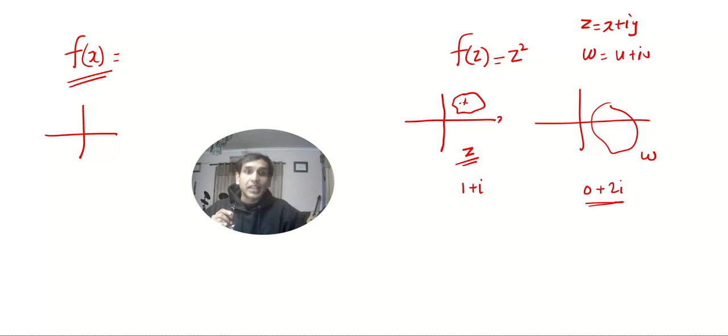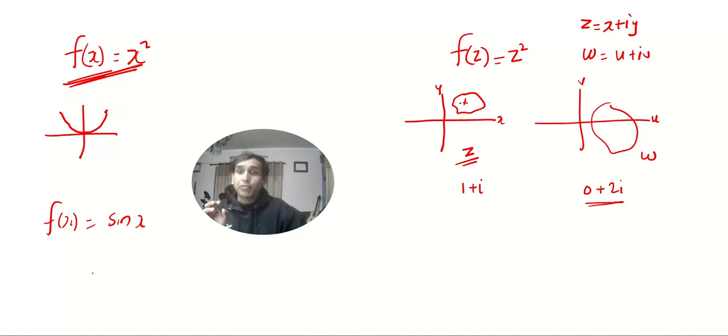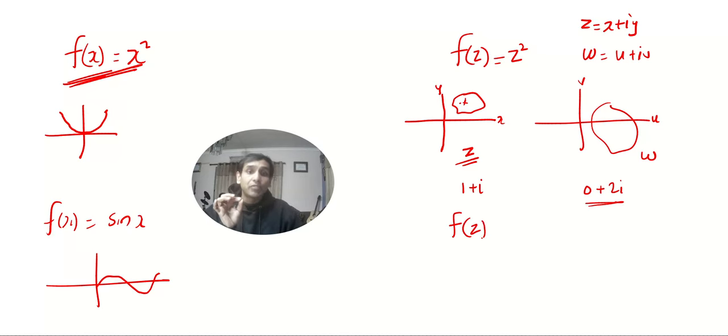Okay, so this is my xy plane and this is my uv plane. Now look at this. In our real valued function, f of x equal to x square is a parabola, and f of x equal to sine x is a wave function. So it looks something like this, the positive part. But in our complex valued function, f of z equal to z square need not be a parabola.